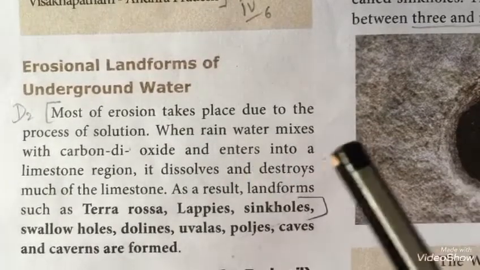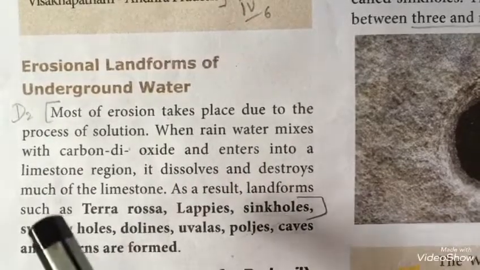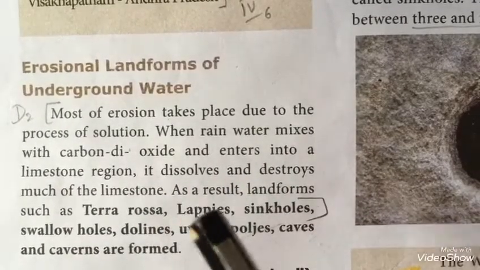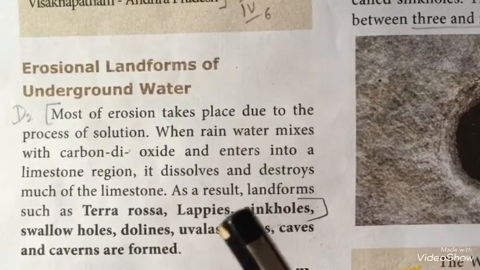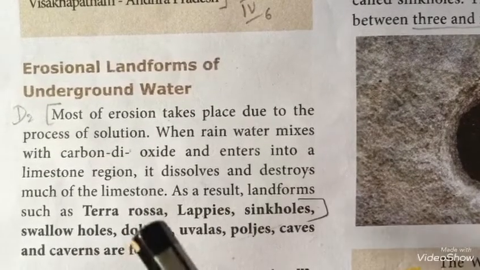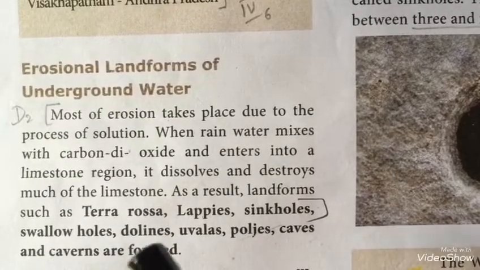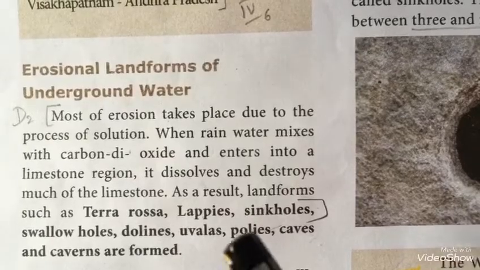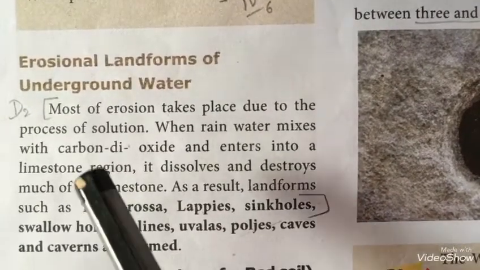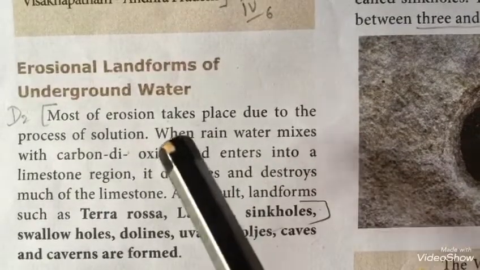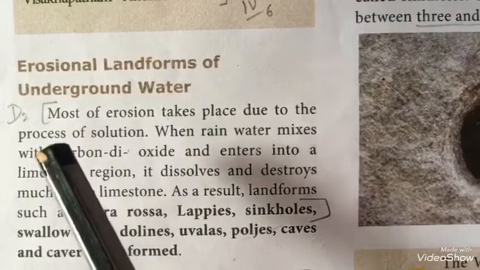When rainwater mixes with carbon dioxide and enters into a limestone region, it dissolves and destroys much of the limestone. As a result, landforms such as Terra Rosa, Lapies, Sinkholes, Swallowholes, Dolines, Uvalas, Poljes, caves and caverns are formed. So most of the erosional landforms are formed by the underground water due to the process of solution.